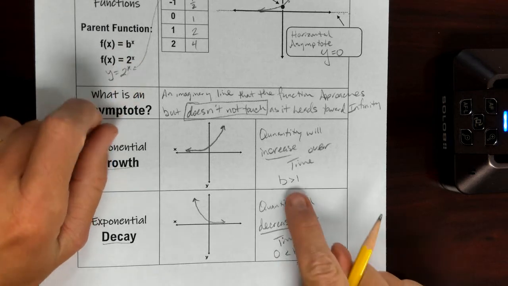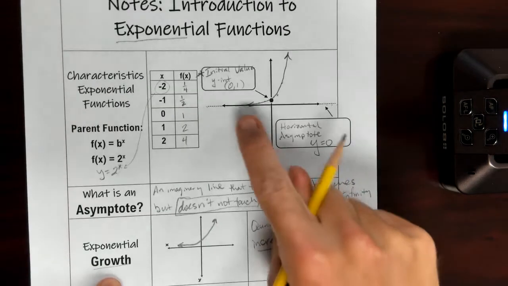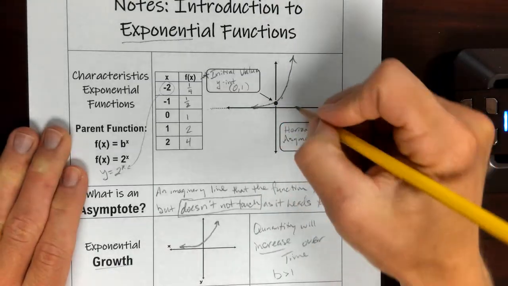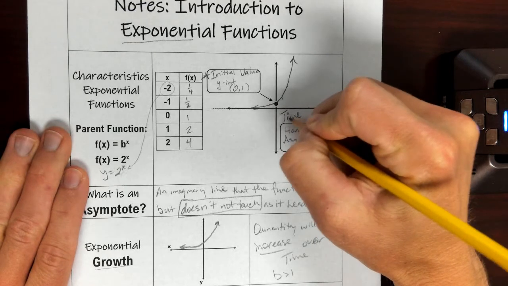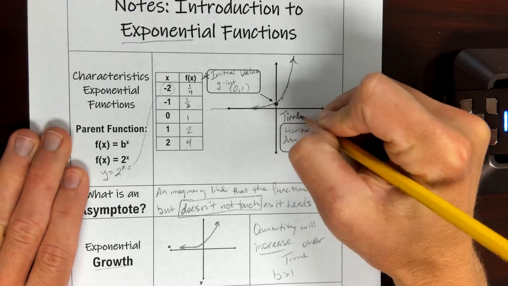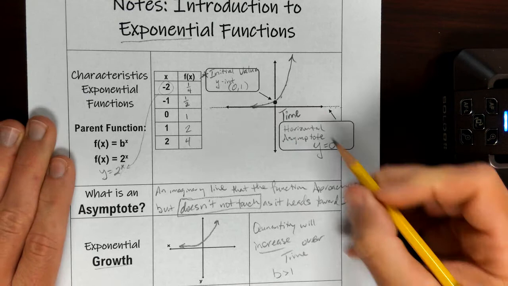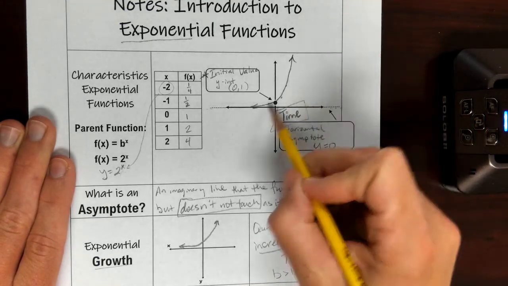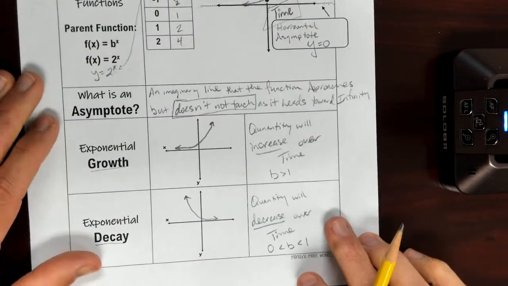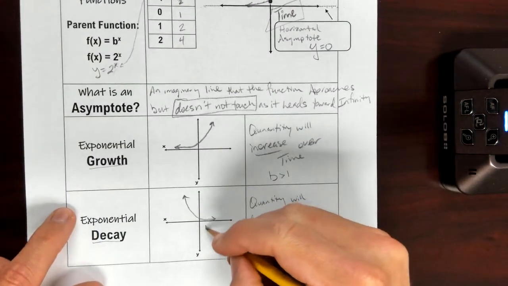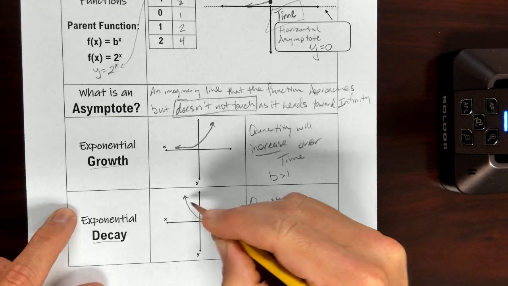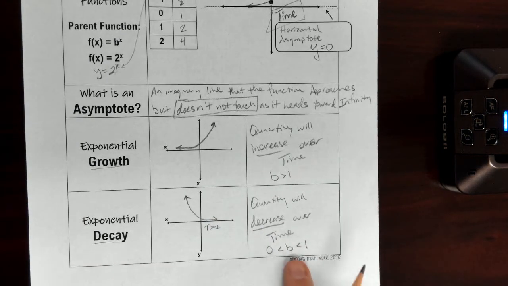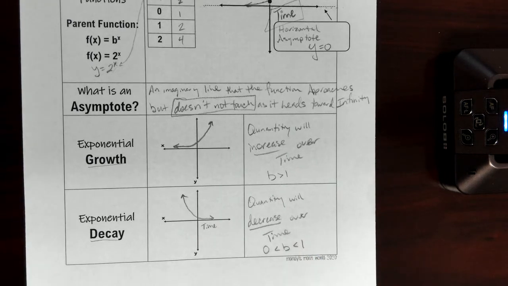So 2 is greater than 1, exponential growth, which is why we have a graph that goes up and increases over time. Because once again, this x-axis 99% of the time is going to be your time axis. So as we're increasing over time, the graph is going up. An exponential decay function, if this is my time axis, will decrease or go down over time. And that's when b, the base, is in between 0 and 1.